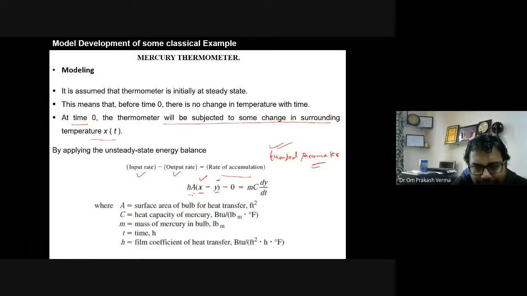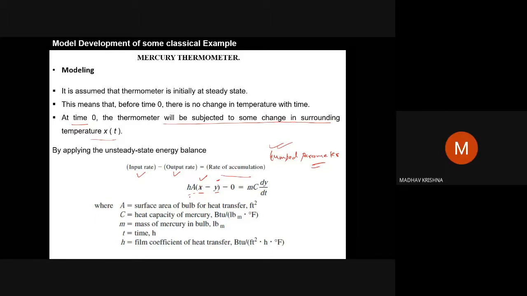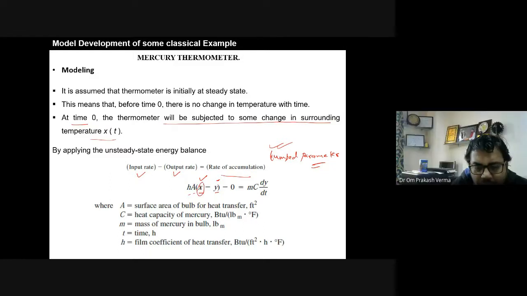Yes, anybody? What is x and y? The thin wall mercury's surrounding temperature, and the mercury temperature. Very good. X is the temperature, not to be considered as a coordinate. x(t) is the surrounding temperature and y(t) is the mercury temperature.